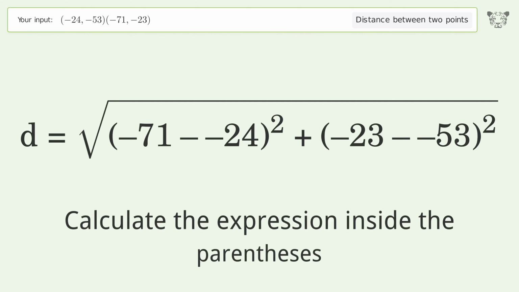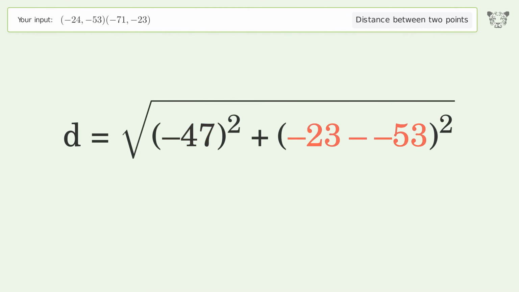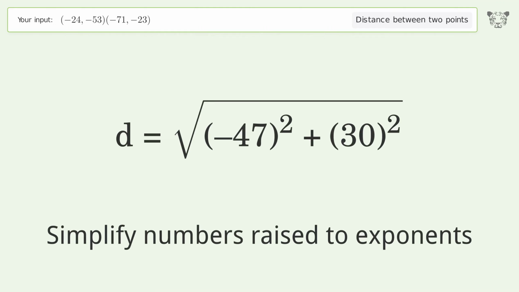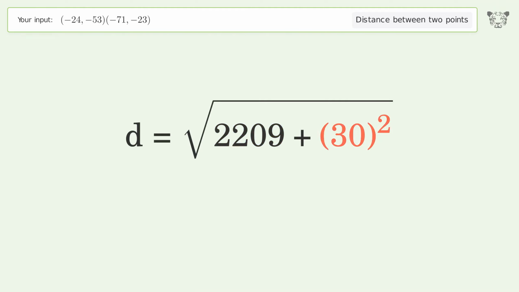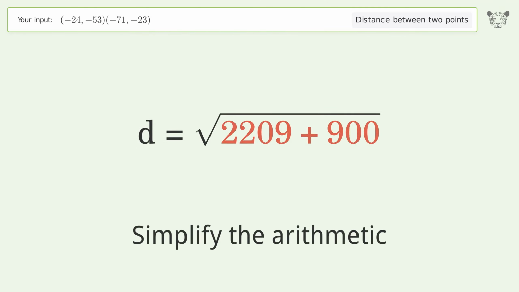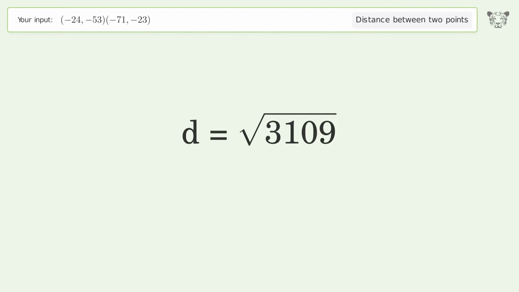Calculate the expression inside the parentheses. Simplify numbers raised to exponents. Simplify the arithmetic. And so the distance between the 2 points is the square root of 3,109, or 55.758.